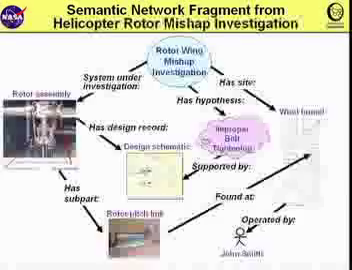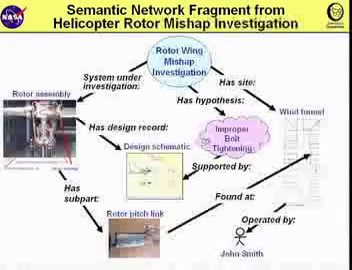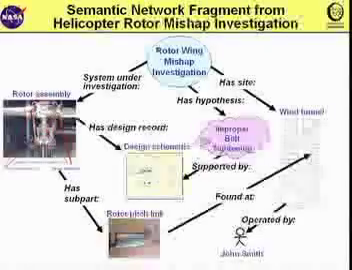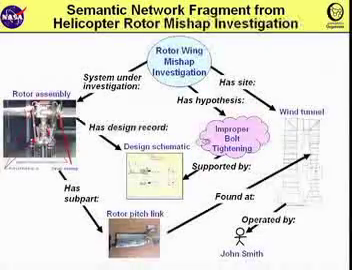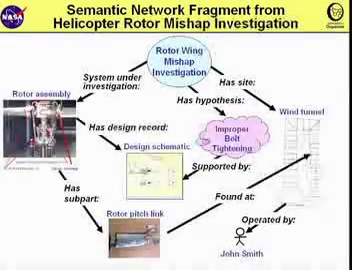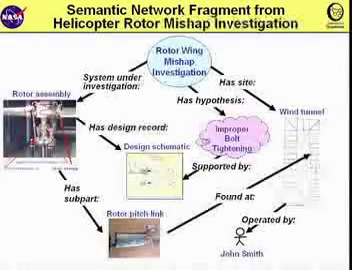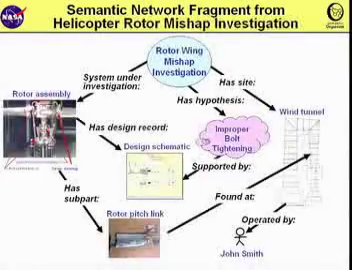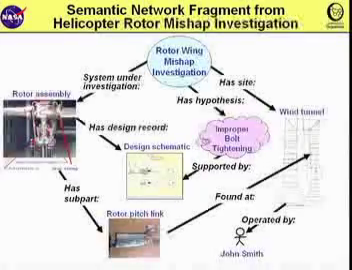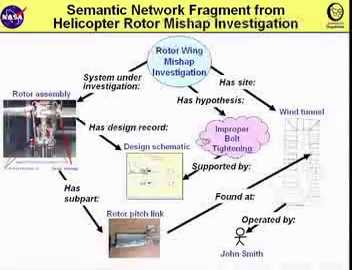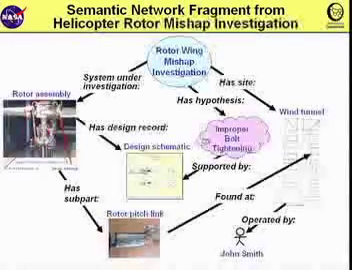So what does the semantic network structure look like in this case? Well, it's a little bit different structure, but it's the same idea. We have a node representing the investigation itself. There are linkages associated with it. So the rotor wing mishap investigation has a system that's under investigation associated with it, which is the rotor assembly. The rotor assembly has associated with it a subpart, which is the rotor pitch link.